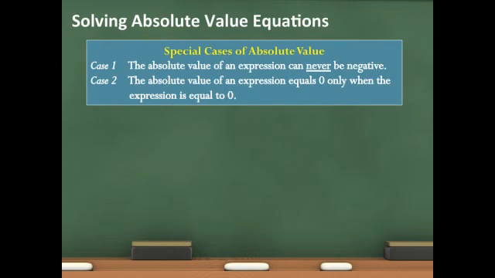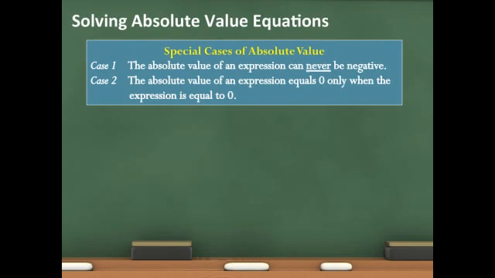When solving absolute value equations, sometimes we run into special cases. According to case 1, the absolute value of an expression can never be negative. However, sometimes you may see an absolute value problem that is set equal to a negative number. When this happens, the absolute value equation has no solution. Case 2 indicates that the absolute value of an expression equals 0 only when the expression is equal to 0. What this means is that you will only have one equation instead of two when you rewrite the problem.